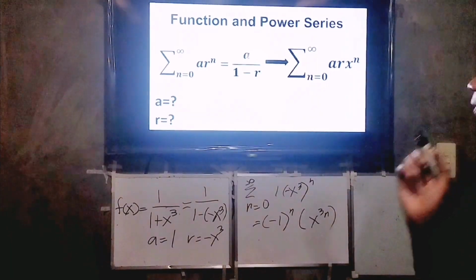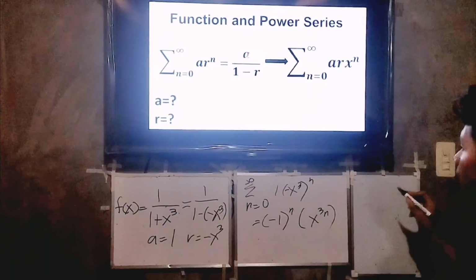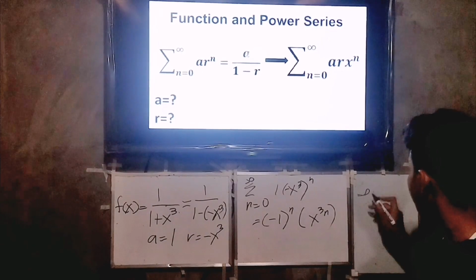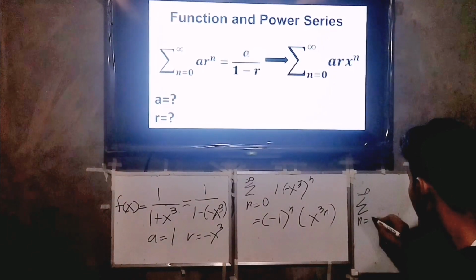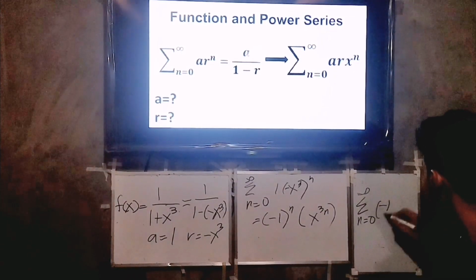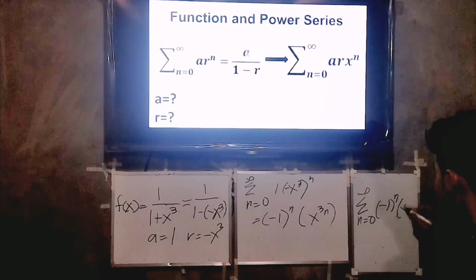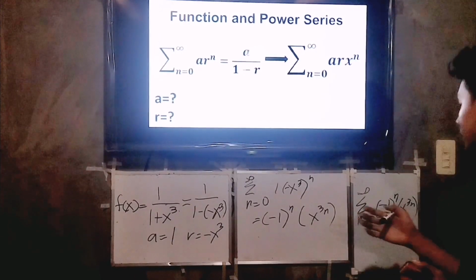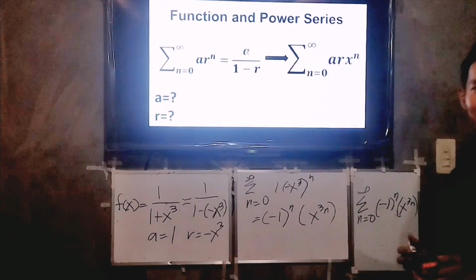And now in our geometric power series, it will be negative 1 to the nth power times x to the 3n. This is our final answer.